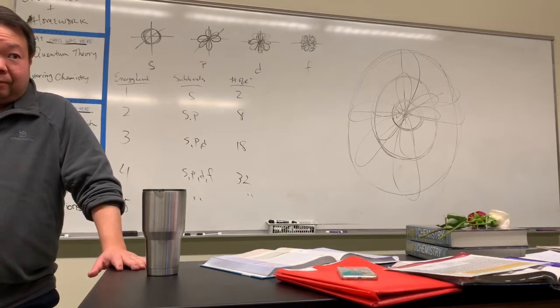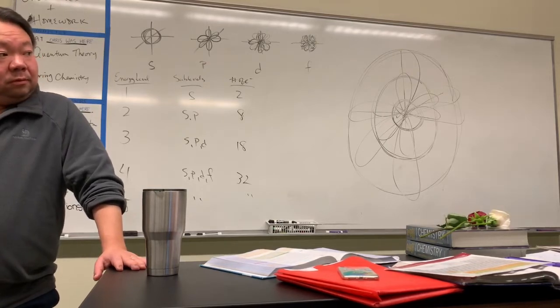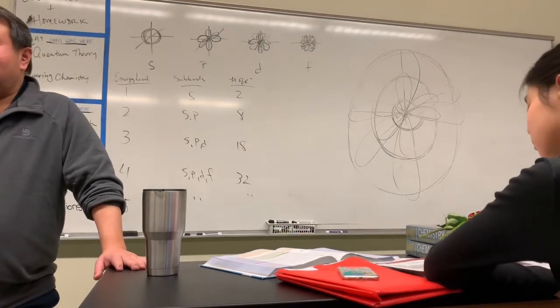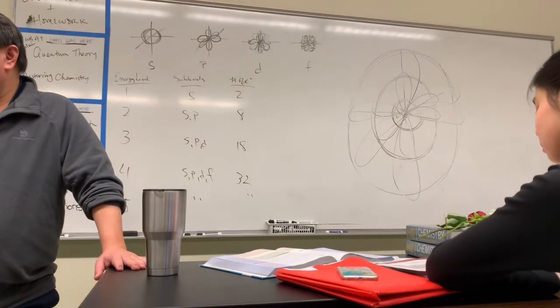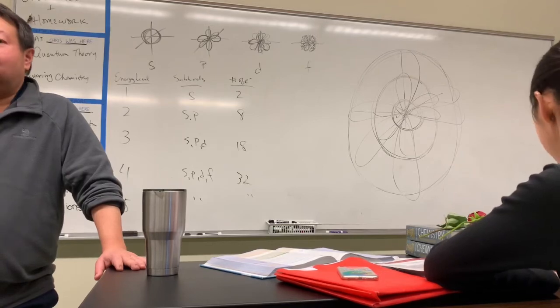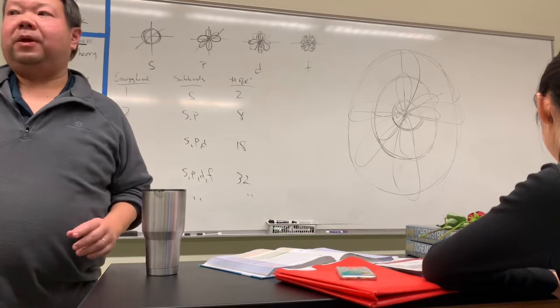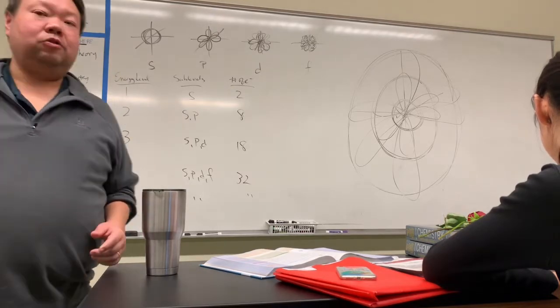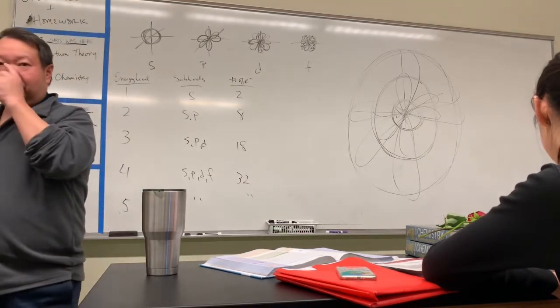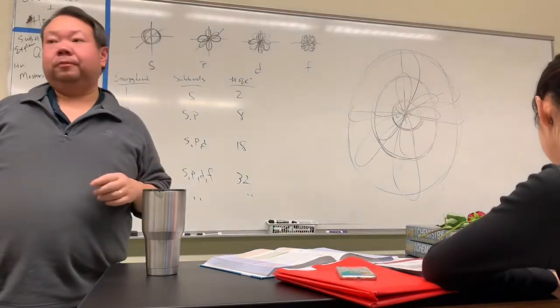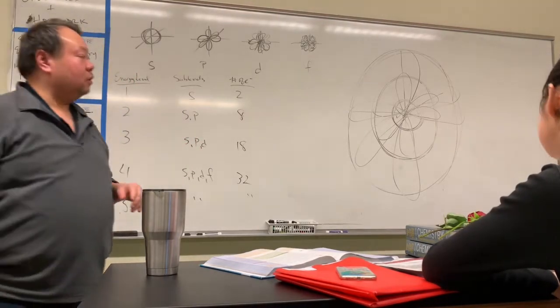The second rule states that you can only have 2 electrons per orbital. That's called the Pauli exclusion principle, P-A-U-L-I. We'll explain these a little bit better later, but that's kind of important. 2 electrons per orbital. So, let's take a look at the first element.